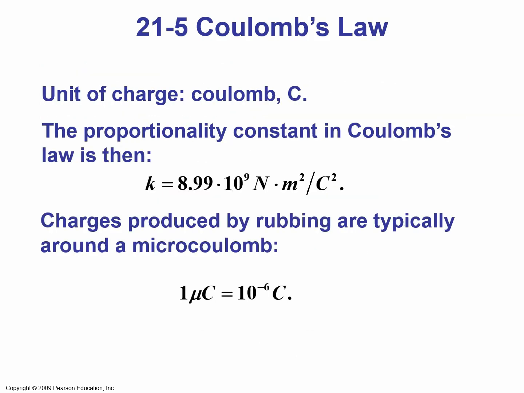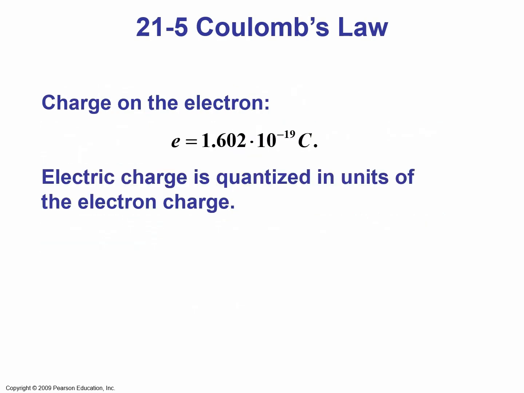The unit of charge is the coulomb, capital C, and the proportionality constant in Coulomb's law, K, is 8.99 times 10 to the power 9 newton meter squared divided by coulomb squared. As an example, charges produced by rubbing are typically around a microcoulomb. So 1 microcoulomb is 10 to the power minus 6 coulomb. Micro is an indication of 10 to the power minus 6. As another example, the charge on the electron, or 1e, is equal to 1.602 times 10 to the power minus 19 coulomb. Electric charge is quantized in units of the electron charge.